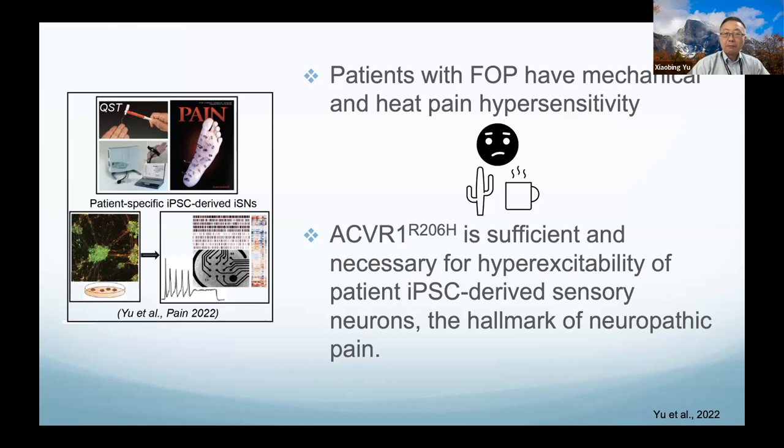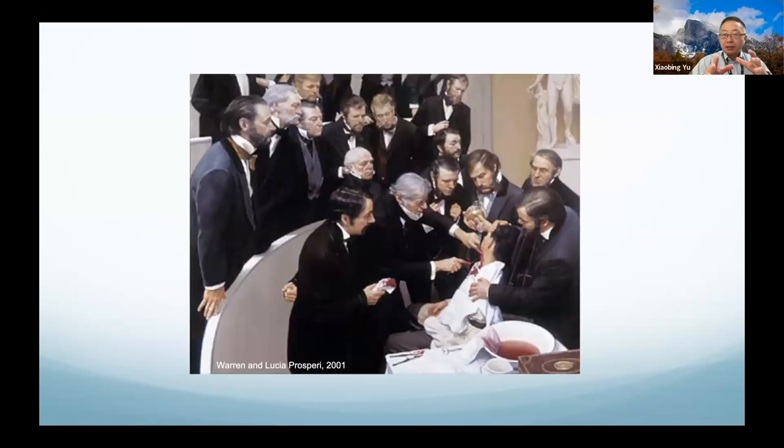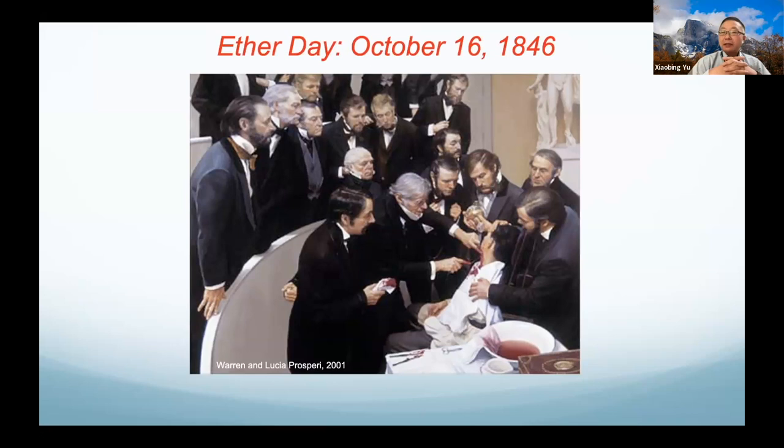So we change gears a little bit. This is a famous painting recording probably the most important moment in modern surgery and anesthesia. It happened at Mass General in Boston. We call this Ether Day. That is the day of a public demonstration at Boston Mass General Hospital. You can see one gentleman, this is Mr. Martin, who is a dentist, using this container to deliver ether to put a patient into unconsciousness.